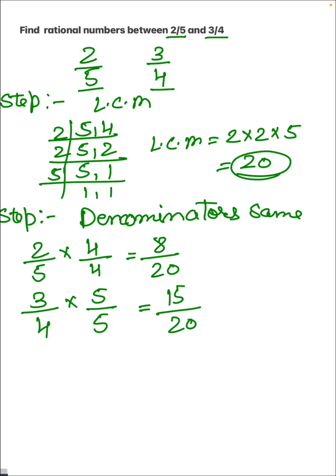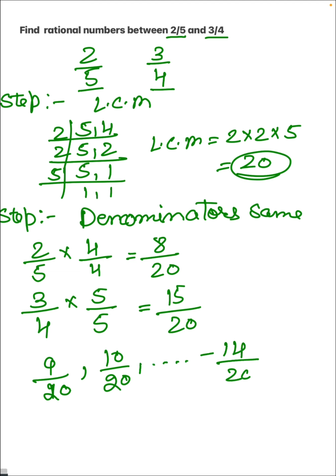So our answer is the rational numbers starting from 9/20, 10/20, 11/20, and so on till 14/20.